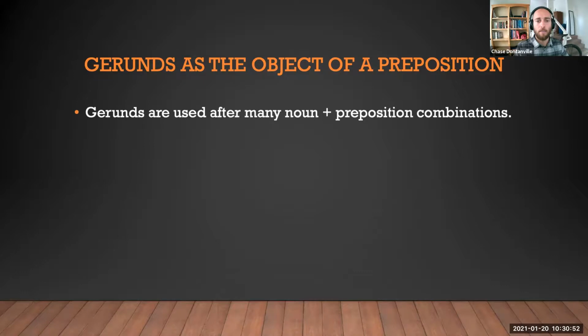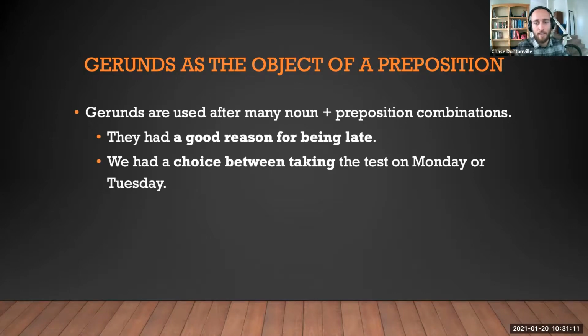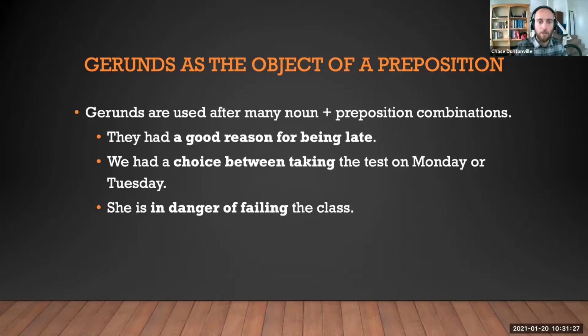And gerunds are used after many noun plus preposition combinations. So for example, they had a good reason for being late. So a good reason for. You should memorize that expression. A good reason for, and then any verb. We had a choice between taking the test on Monday or Tuesday. So a choice between, when you have a choice between, and then gerund. She is in danger of failing the class. So in danger of is an expression that you can use with gerunds. In danger of failing.